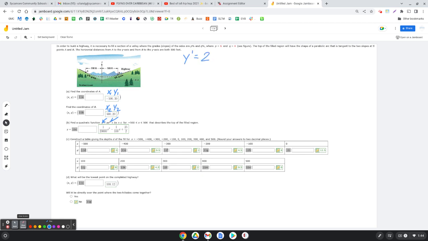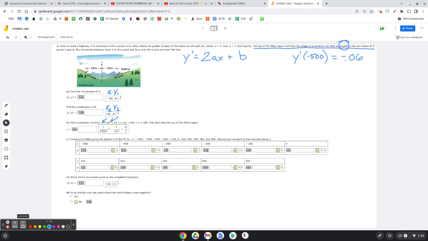Y prime is 2ax plus b. Notice that the c doesn't exist. And we know that y prime of negative 500 is negative 0.06. Remember what that is. That's the slope of the tangent. And they told us that. They said, where does it say something about being? The top of the filled region will have a shape of a parabolic arc that is tangent to the two slopes.